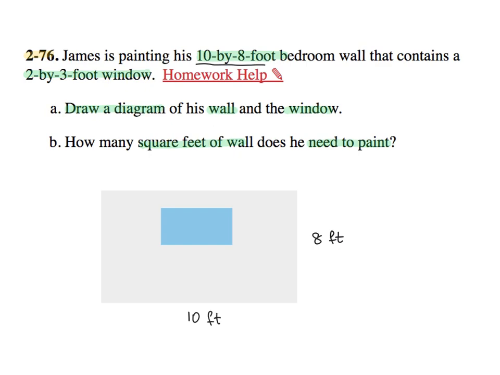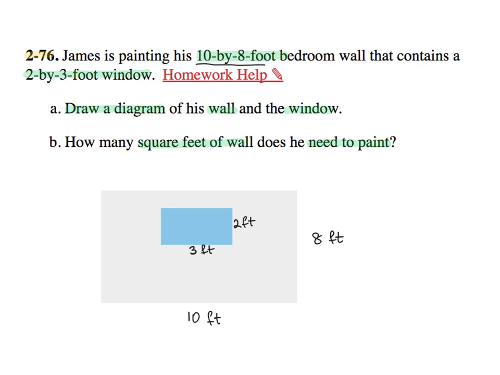And then the window measurement. I made it blue, so it's very nice and bright outside, and you don't have to, of course. It's going to be 3 by 2, and that's in feet. So this is just a diagram.